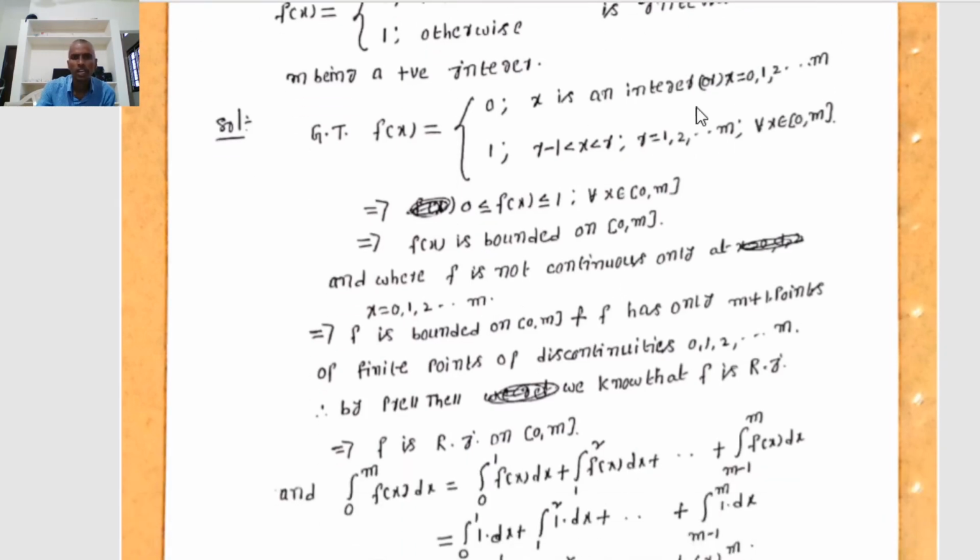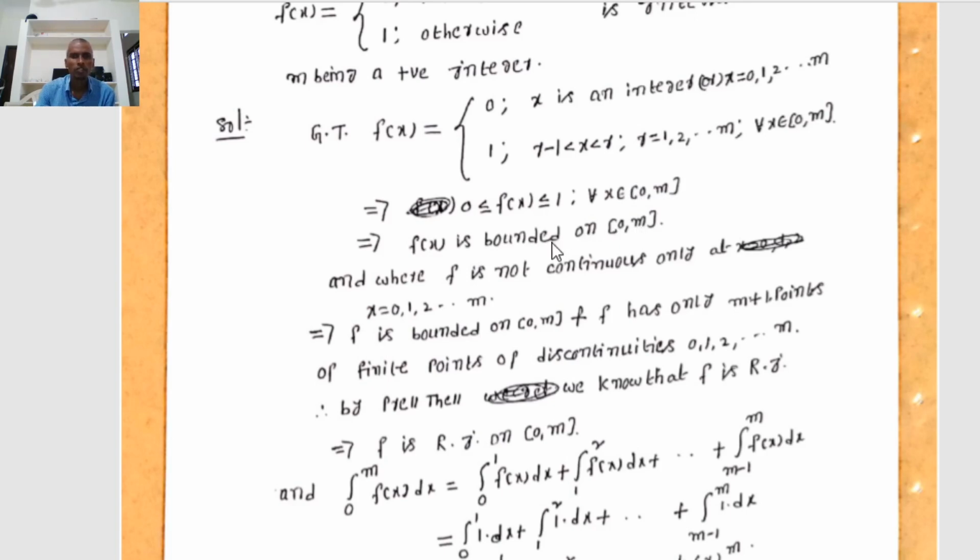Okay, that implies we clearly observe that the function f(x) has images lying only between 0 and 1. That implies 0 ≤ f(x) ≤ 1 for all x belonging to the closed interval [0, m]. That implies f(x) is a bounded function on the closed interval [0, m].